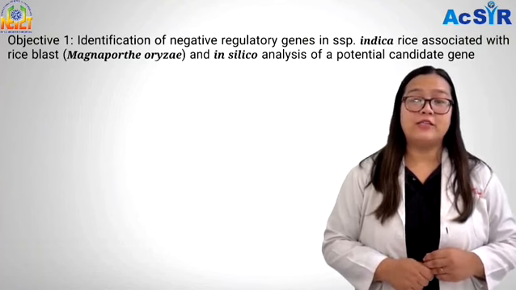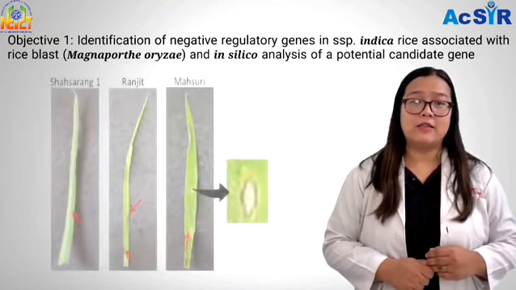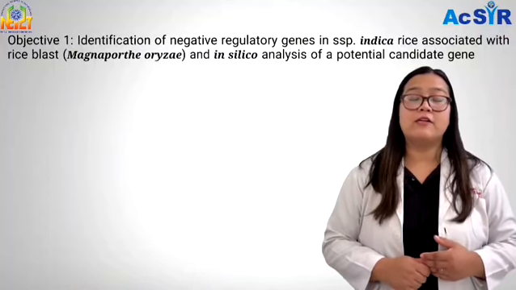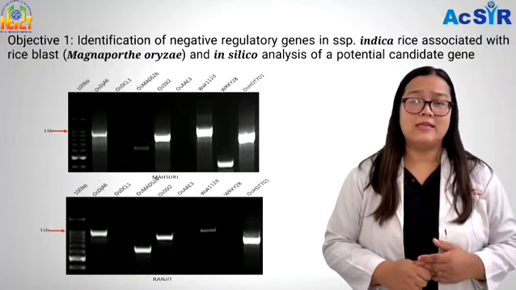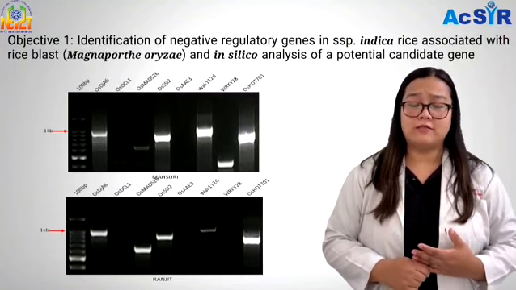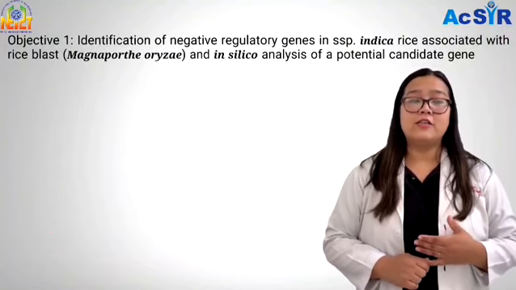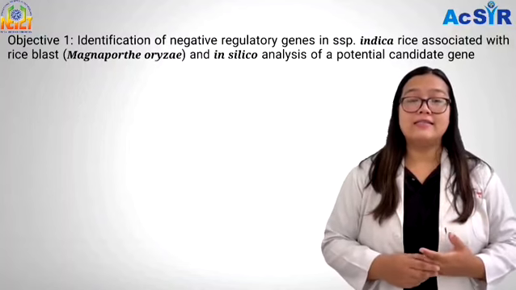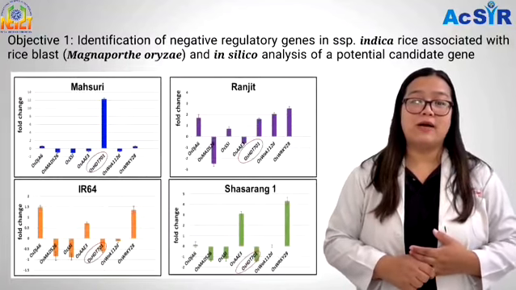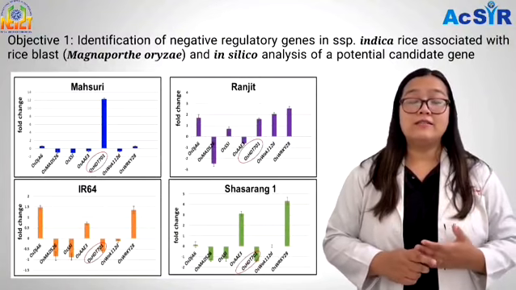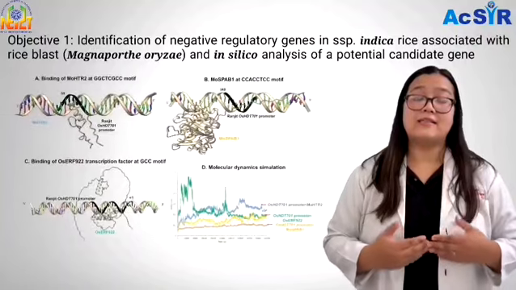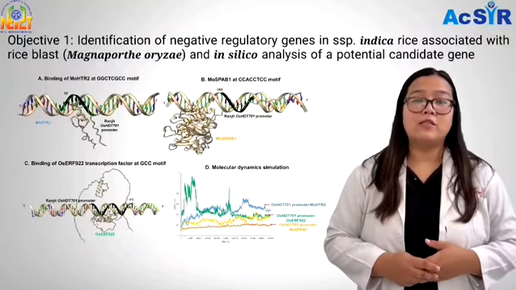The first objective was to identify negative regulatory gene in Northeast Indian cultivars associated with rice blast disease. I selected known negative regulatory genes and confirmed their presence in Ranjit and Masuri cultivars. Following the infestation of rice plants with Magnaporthe spores, I analyzed the gene expression using qRT-PCR. Based on these results, OsHTT was selected for further in silico analysis and as a target to develop blast-tolerant variety.